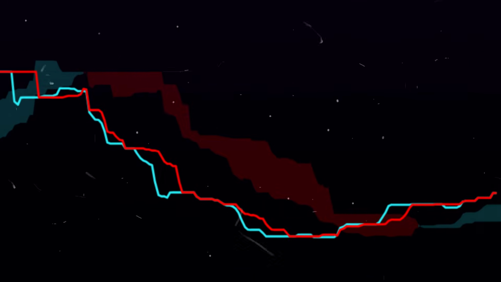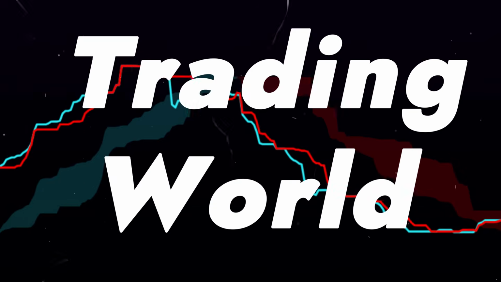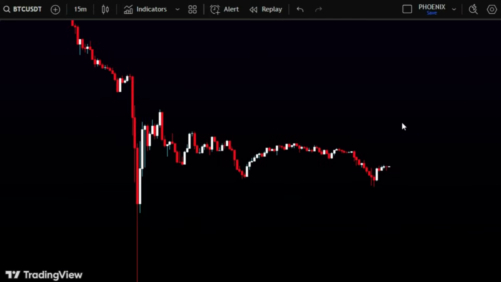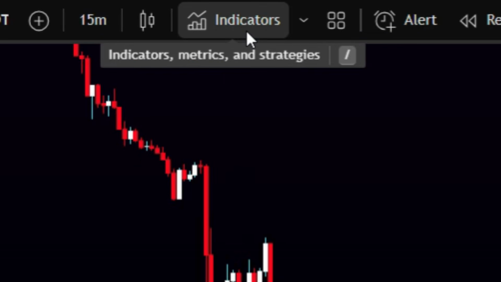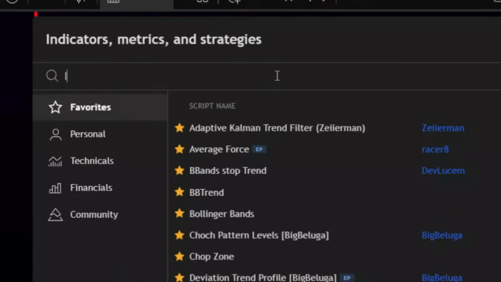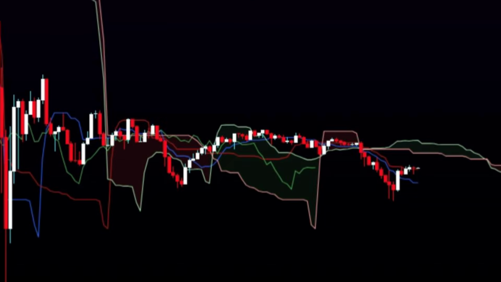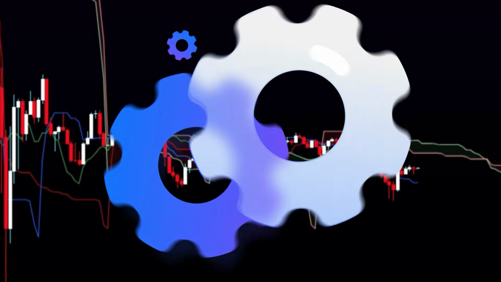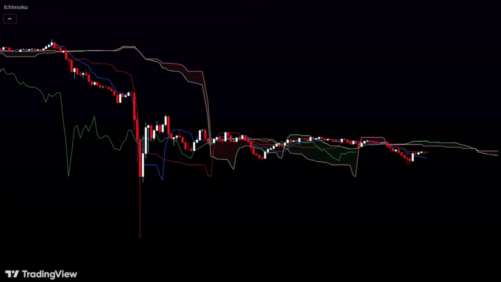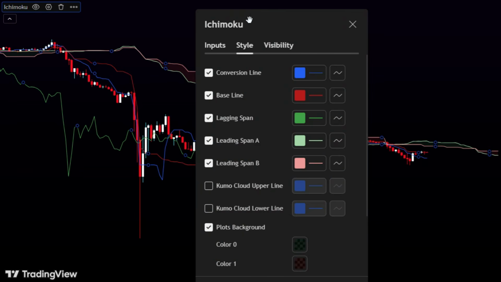It is actually a famous indicator in the trading world. So go to the Indicators tab on your TradingView and type in Ichimoku Cloud, a widely used classic indicator. Click on it and it will appear on your chart in a default form, so we need major modifications to make it perform better. Click on the gear icon to open up the settings.